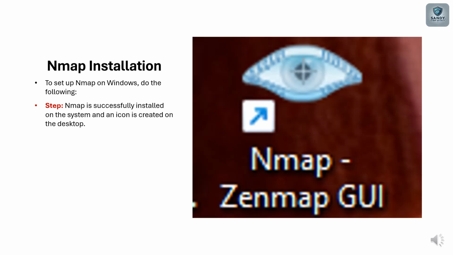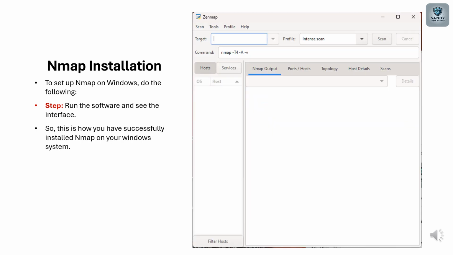Step 16. Nmap is successfully installed on the system and an icon is created on the desktop. Step 17. Run the software and see the interface. So this is how you have successfully installed Nmap on your Windows system.